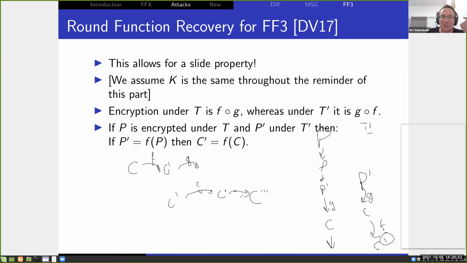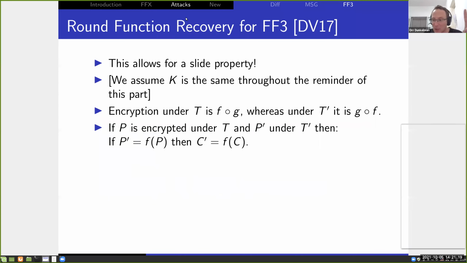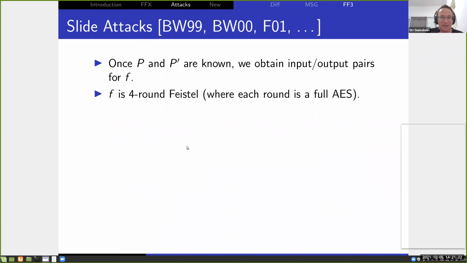And the interesting thing about the chain of values is that earlier I had to break 8 rounds of a Feistel. But C and C prime are just 4 rounds apart. P and P prime are 4 rounds apart. C prime and C triple prime are 4 rounds apart. So suddenly I don't have to break 8 Feistel rounds. I need to break 4 Feistel rounds. Okay, so this is the main observation that everybody is using. And because we don't have a lot of time, I'm not going to go into all the technical details here, but we're trying to break a 4-round Feistel, where each round is a full AES. This is a bit complicated.